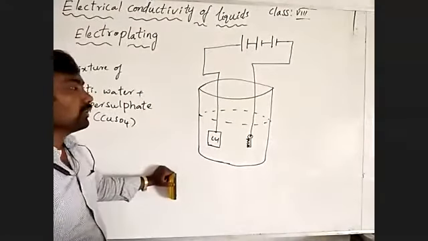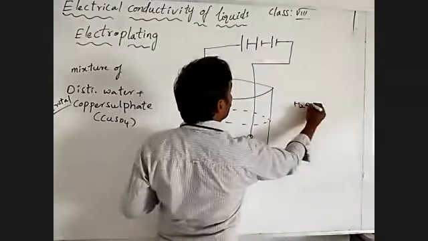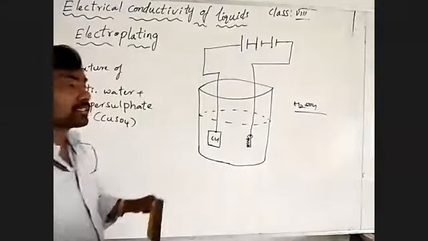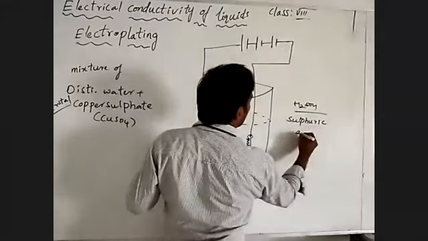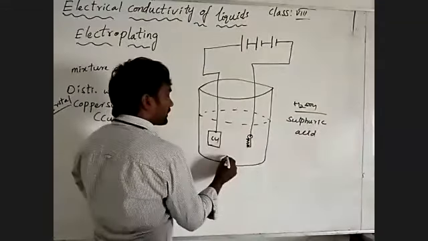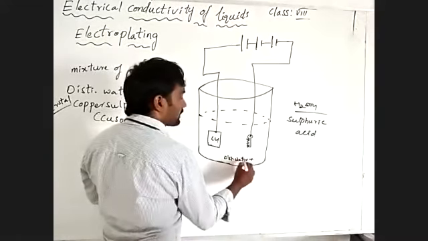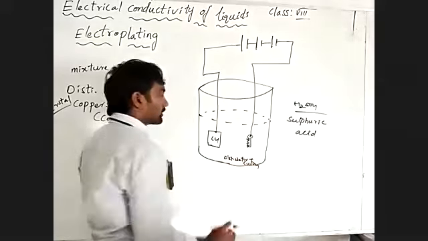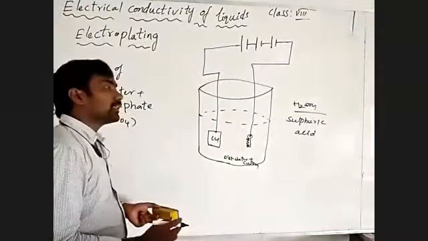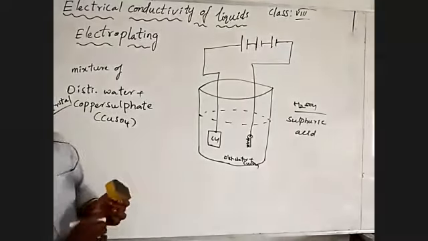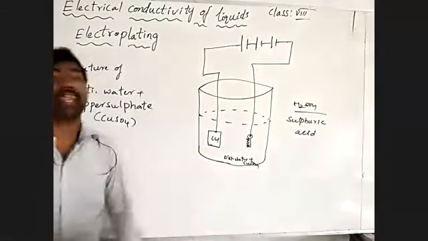See, we pour a few drops of H2SO4 solution, that is sulfuric acid, into the copper sulfate solution, that is the distilled water plus copper sulfate solution, which we took into the graduated beaker.